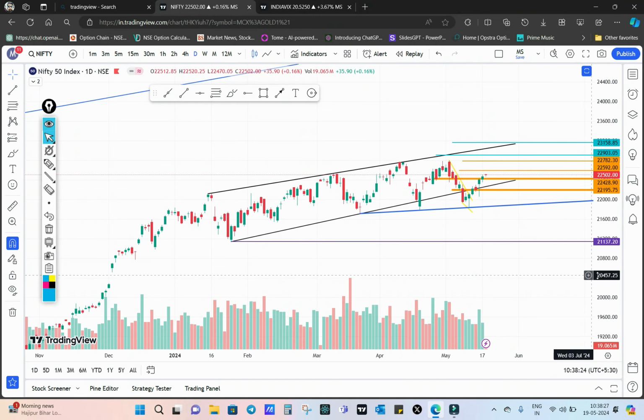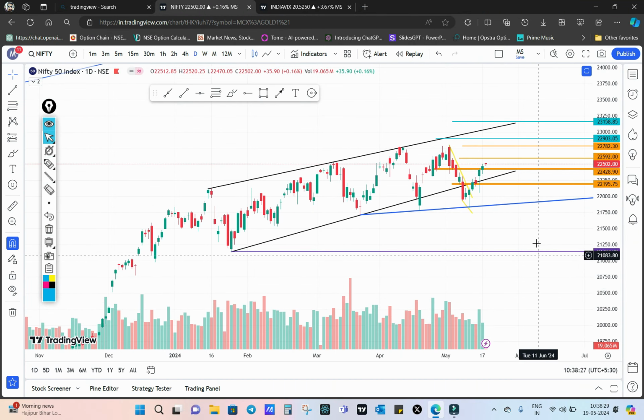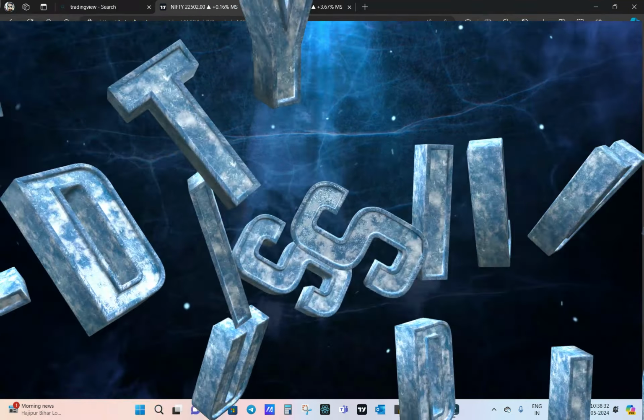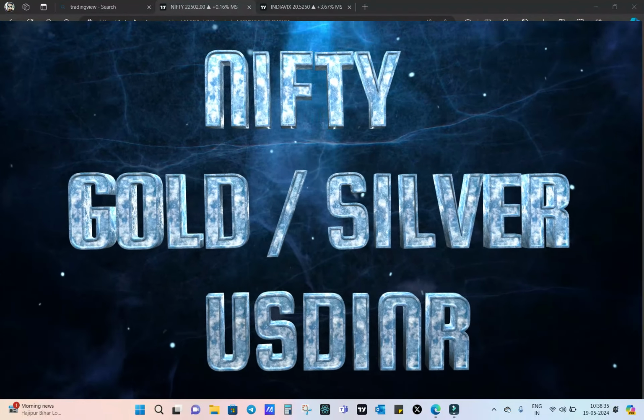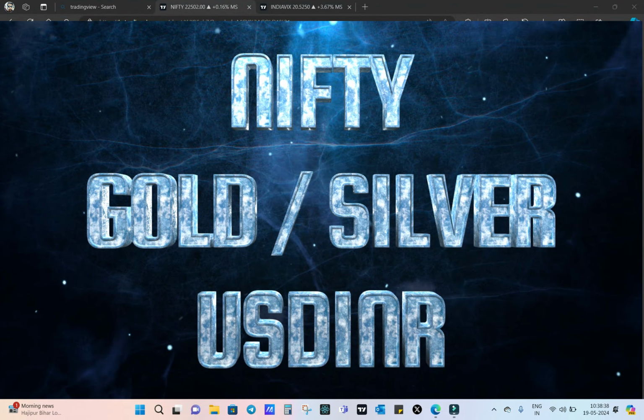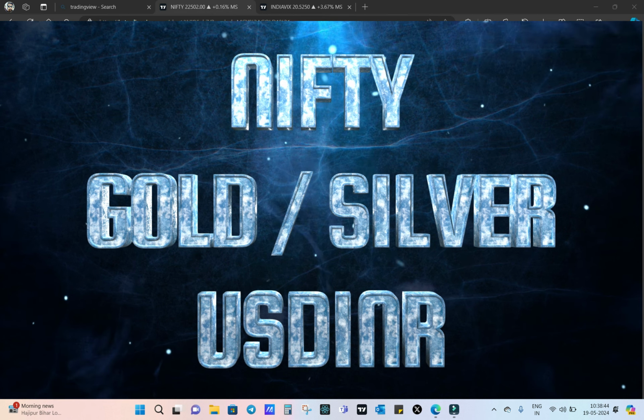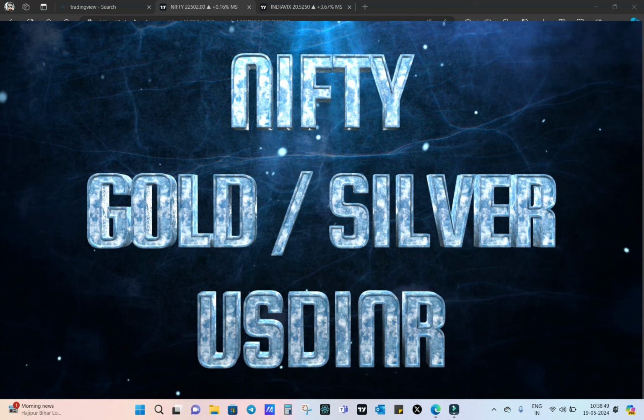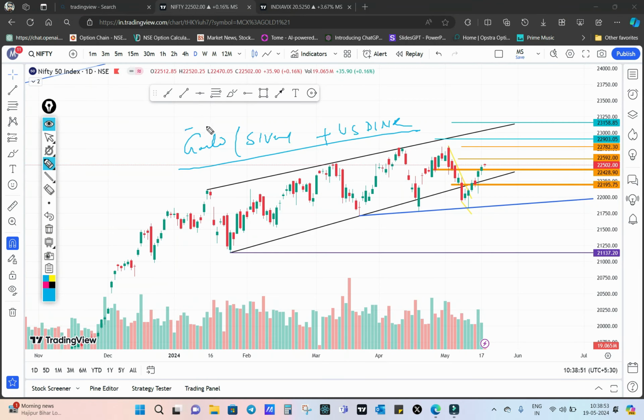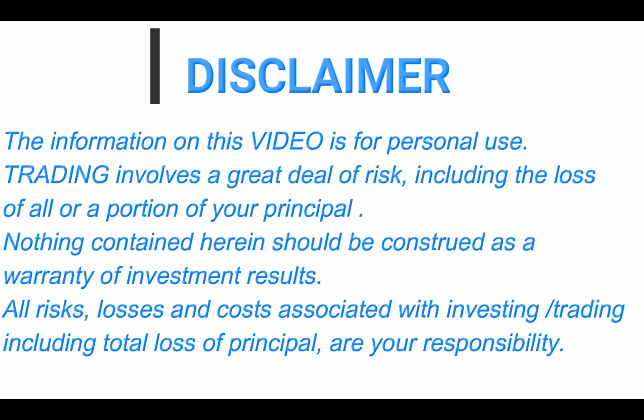What we are going to discuss is the weekly review on the Indian market. Then we'll discuss gold, and this time I am discussing silver also, plus USD INR, and then we will try to find the conclusion of what can happen in the market in coming days. Okay, so let's start with the Nifty chart.